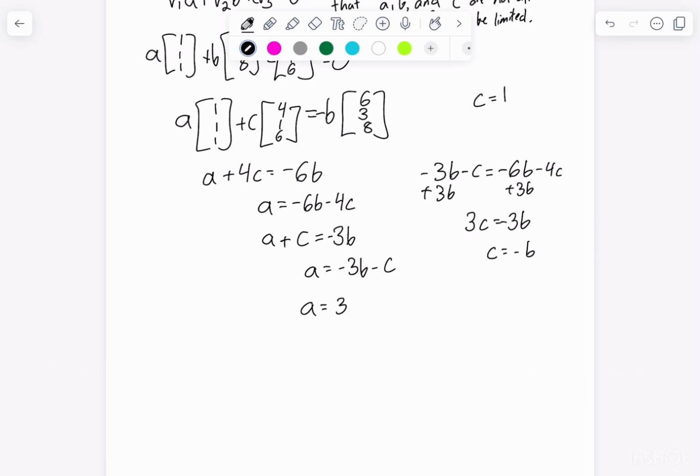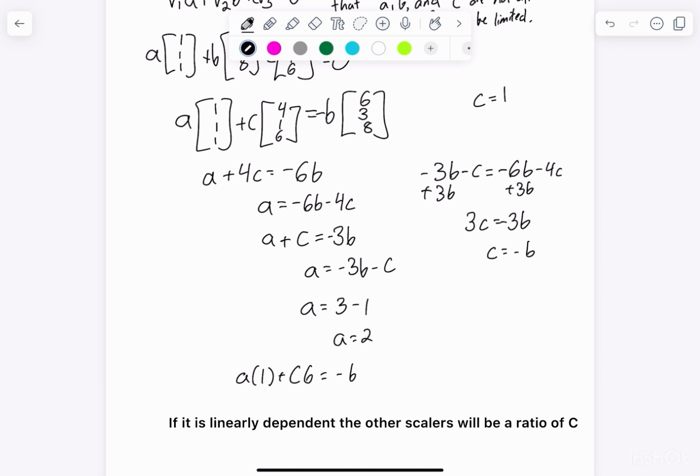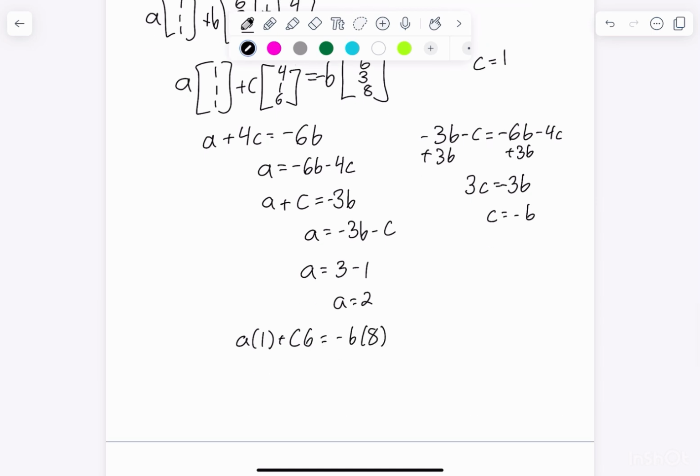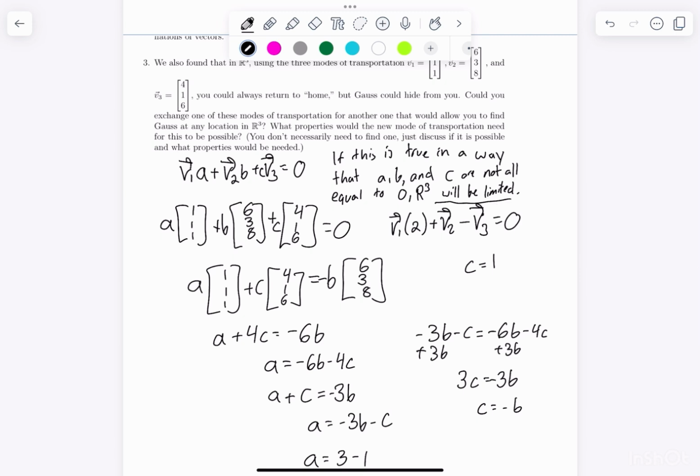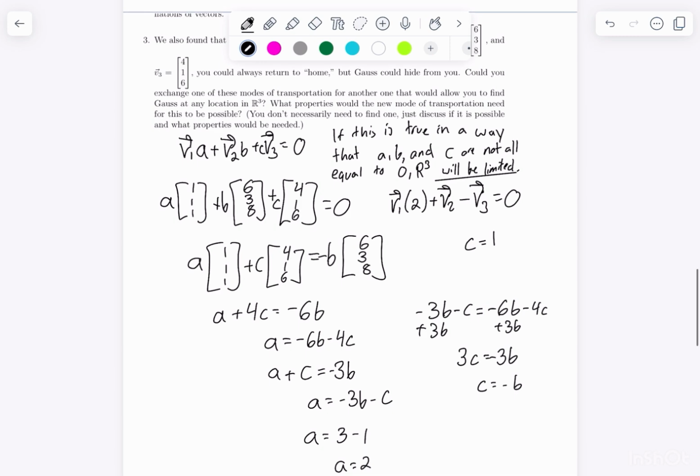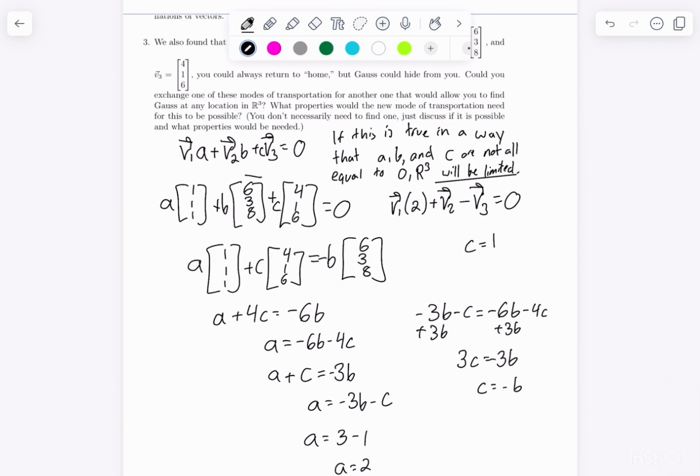So I'm going to put c is equal to 1 because that would be the lowest numerical value of c. So if this works out, then the very last one would be equal to the b value. So I'm going to plug in a is equal to 2, b is equal to -1, and then c is 6, which did work. So they are linearly dependent. So vector 6, 3, 8 is a linear combination of the other vectors. So the range that we can find will be limited.